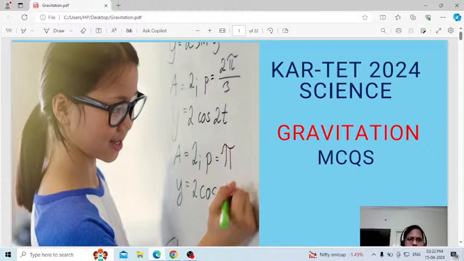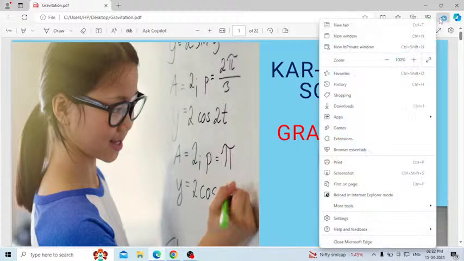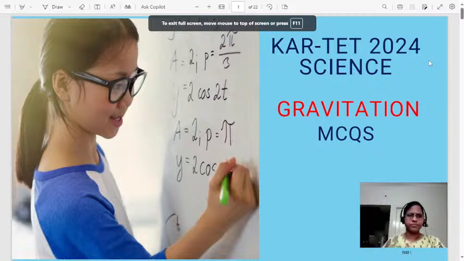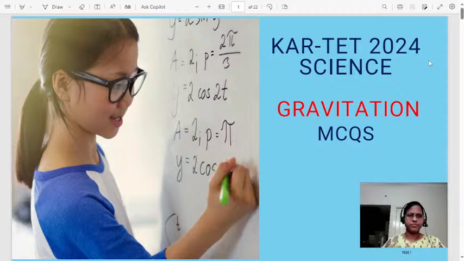In this class, I am going to discuss Karnataka TET 2024 Science Preparation. The topic is Gravitation. Here, I am going to discuss a few important MCQ questions based on the topic Gravitation. The theory part I already did in 2023. Please watch that video first, the theory part of the topic Gravitation. Then you can easily answer these MCQ questions.